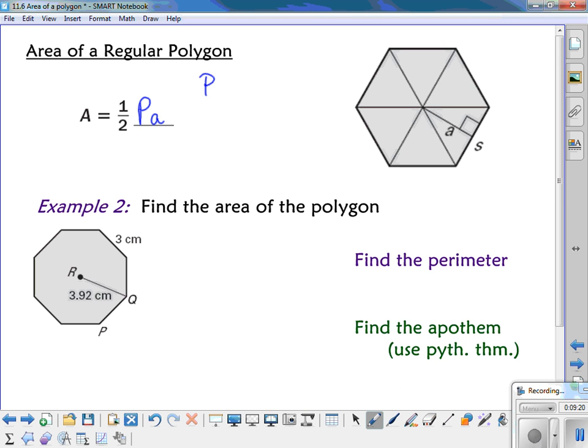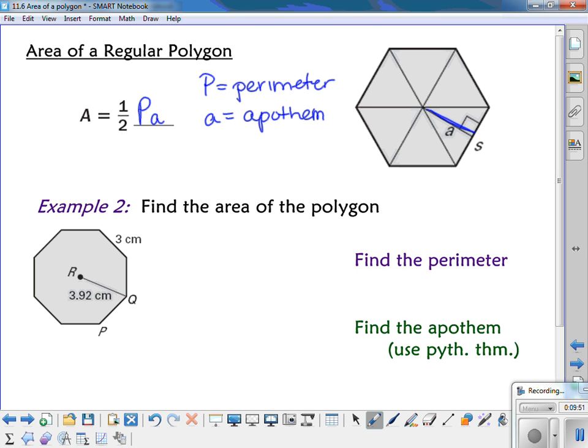The P stands for perimeter, and the A stands for the apothem. So this distance here from the center of the side is the apothem. Well, that's just the height of my triangle, and the perimeter is just all my bases added together. So it's basically drawn from the area of a triangle. So we can use this method if we want to also to find the area of a polygon.